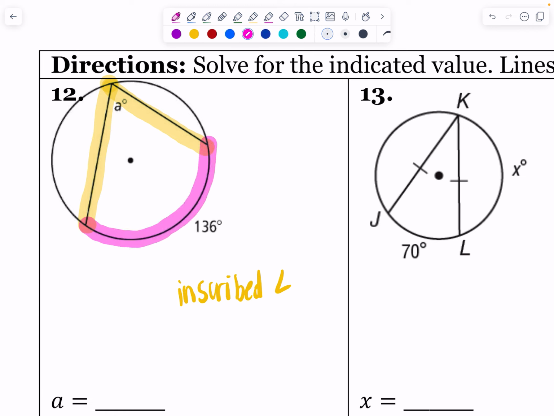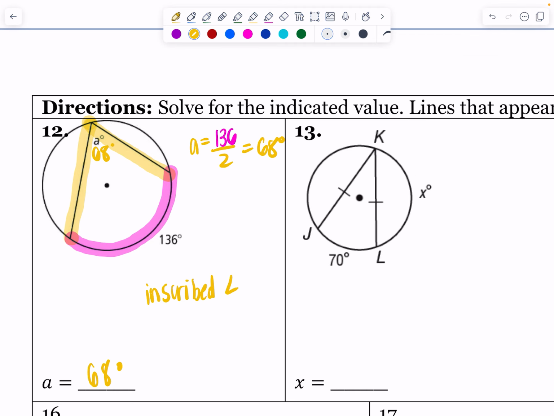How do I get the angle? Well, A is going to be equal to 136, which is the arc, divided by 2. That is the relationship between the inscribed angle and the intercepted arc. So what is 136 divided by 2? That is going to give me a 68-degree angle. 68-degree angle, and that does look like an acute angle.